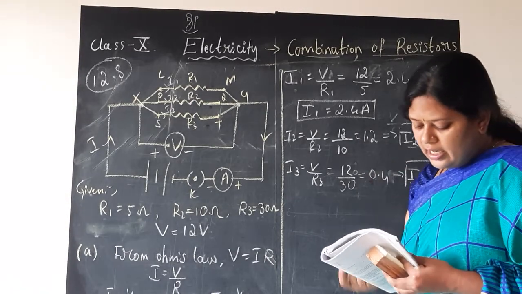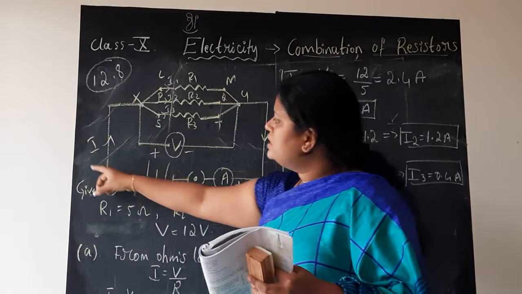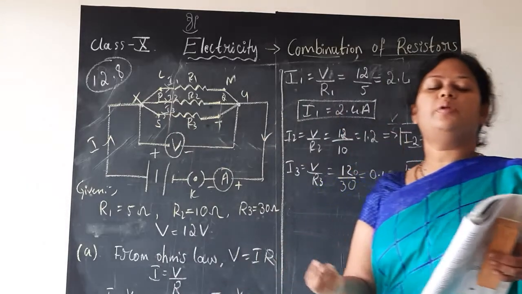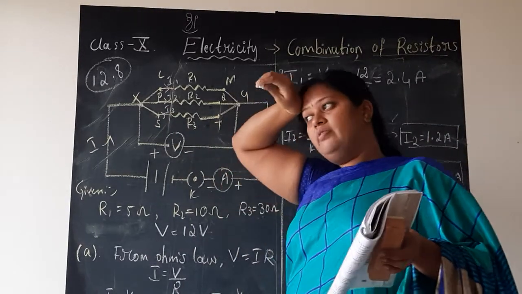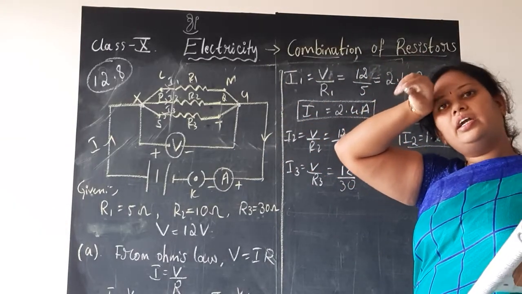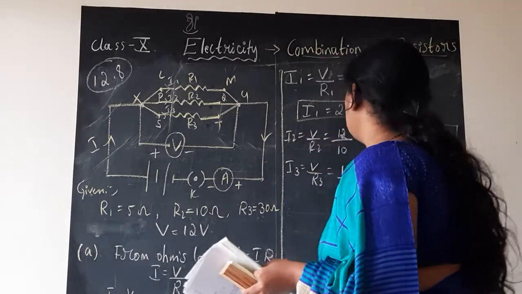Second part, calculate the total current in the circuit. So we know I is the total current in the circuit, which when it passes through the three resistors gets split into I1, I2 and I3. And we have learnt while deriving the formula that total current I is the sum of the current passing through however many resistors there are in the circuit.